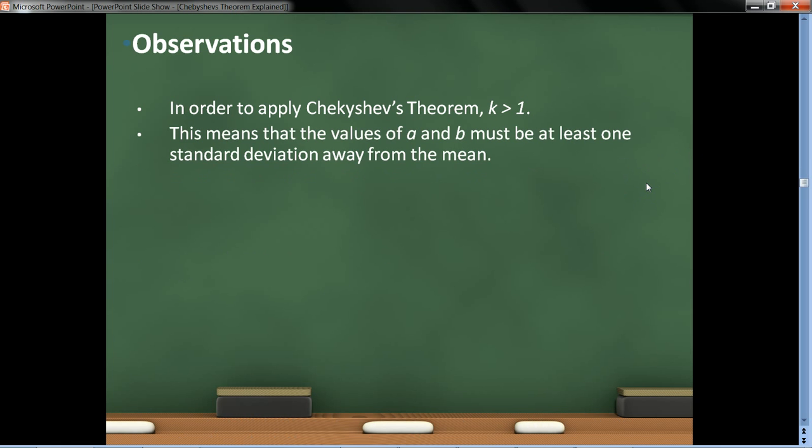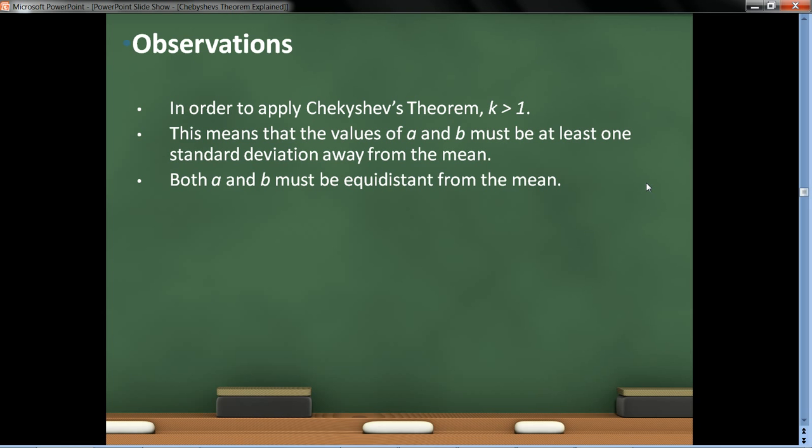So first, in order to apply Chebyshev's theorem, the k value has to be at least 1. In other words, the values of A and B we just saw in that graph have to be at least one standard deviation value away from the mean. In other words, distant from the mean. Now, one thing that's to our advantage here: in order to apply Chebyshev's theorem, A and B have to be the same distance from the mean. So you have to go back k times s to get to A, and forward k times s to get to B.